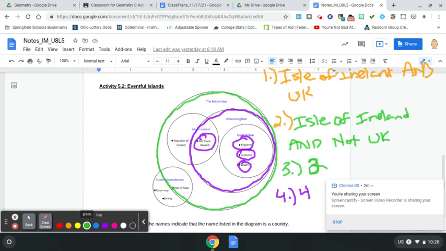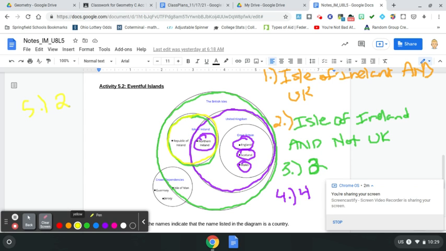How about problem number five? How many countries displayed are part of the Isle of Ireland? Well, Isle of Ireland is this bubble right here that I'm circling. Let me go a different color. Isle of Ireland is right here. There are two countries inside there. So problem number five is two. Oh, man, I probably shouldn't use yellow.